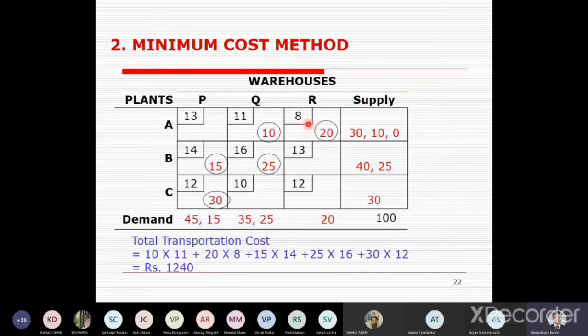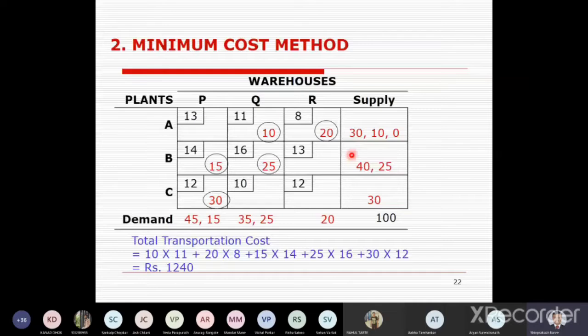So for this cell, check which is the minimum of supply and demand. Here the warehouse capacity R is 20 and plant A capacity is 30. So here we have to check which is the minimum of these two. Here 20 is the minimum, so allocate 20 here at AR.